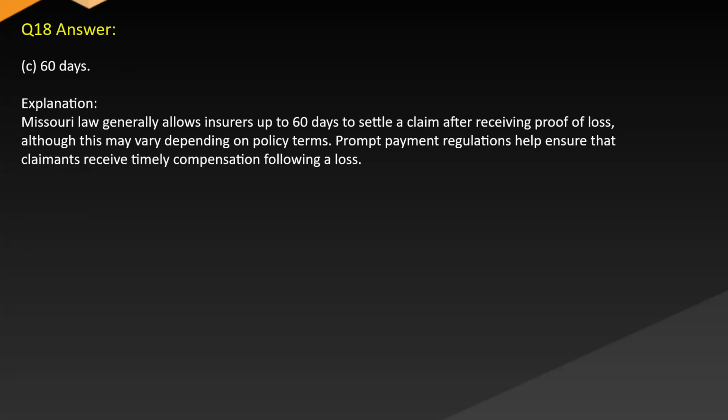Answer: C. 60 days. Explanation: Missouri law generally allows insurers up to 60 days to settle a claim after receiving proof of loss, although this may vary depending on policy terms. Prompt payment regulations help ensure that claimants receive timely compensation following a loss.